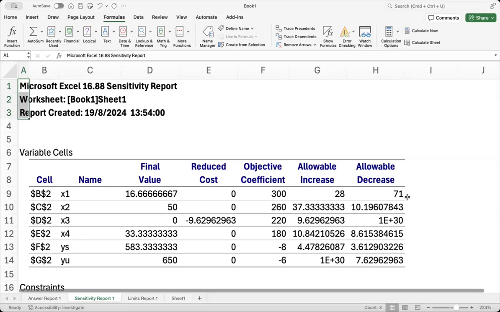Oh, one thing here. This value means infinity. Okay. Because this is a very large number.